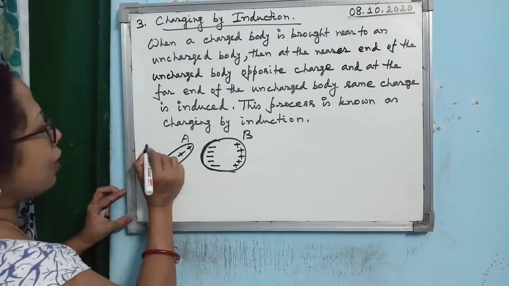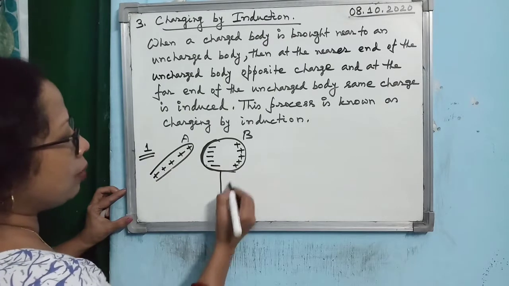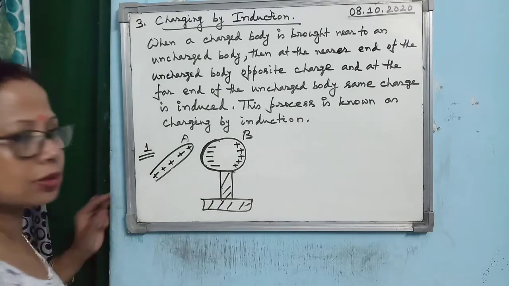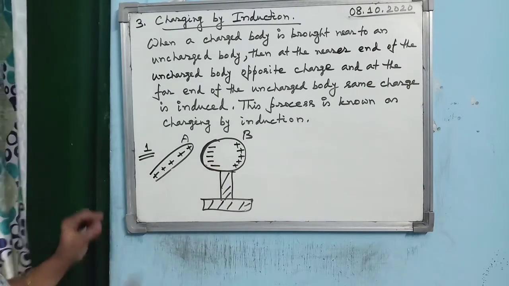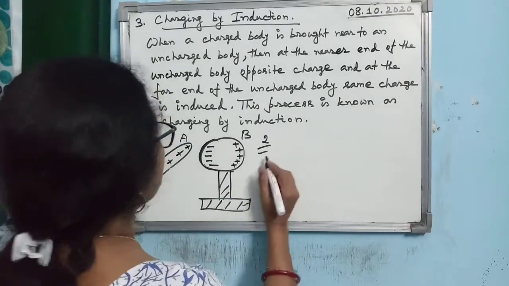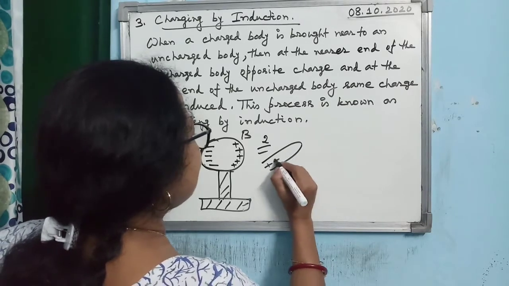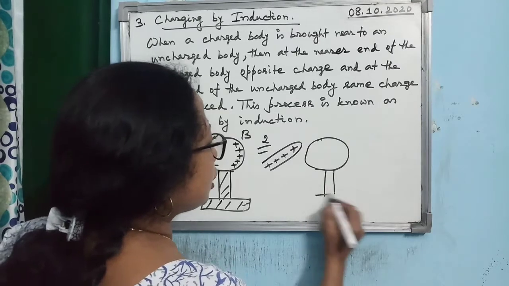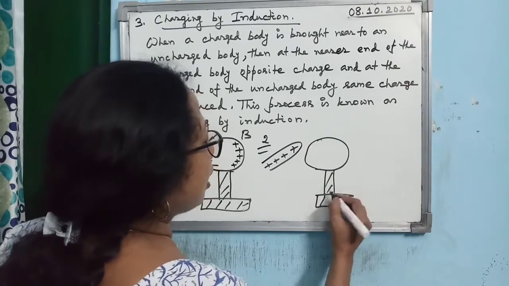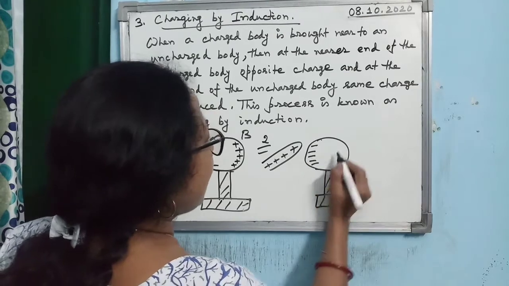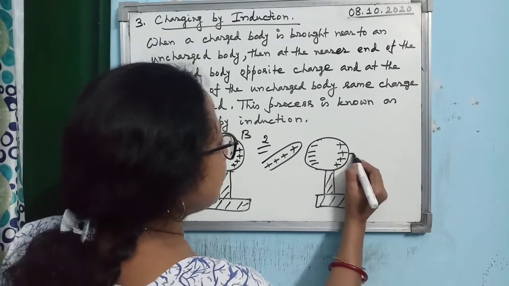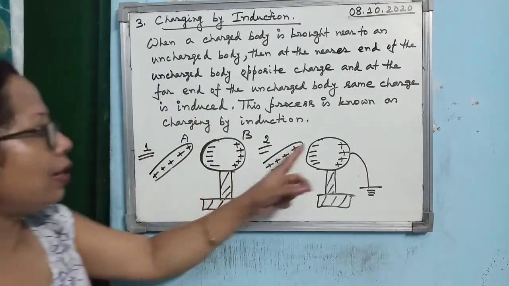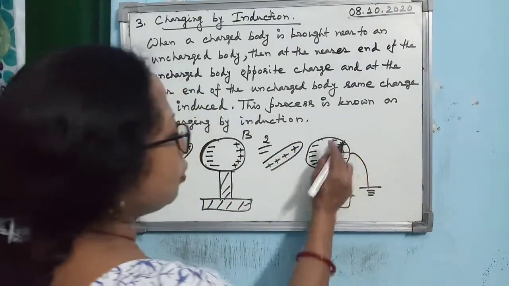So this is the first step. You will bring it near. It is kept on the insulating stand. Then the second step, what will you do? You momentarily connect it to the ground. This is the symbol for the ground. So when you momentarily connect to the ground, then what will happen?